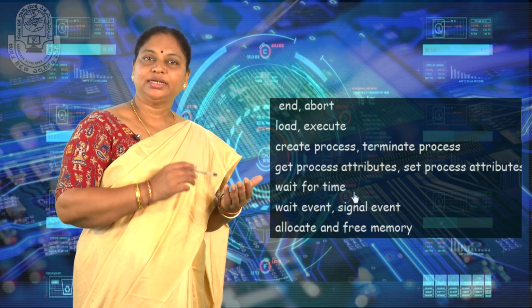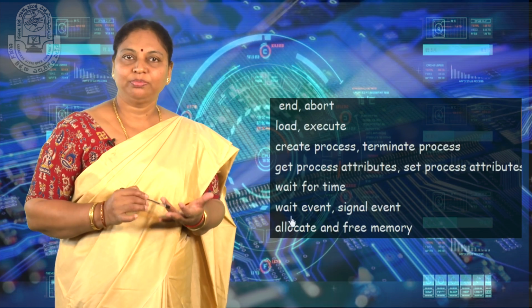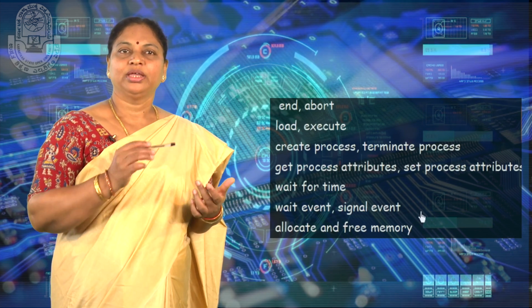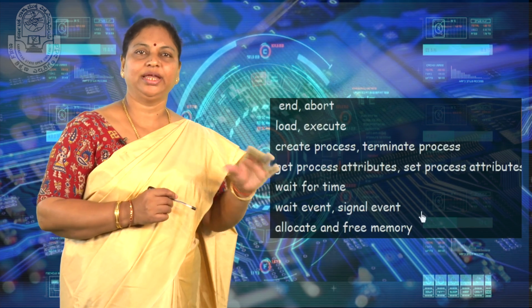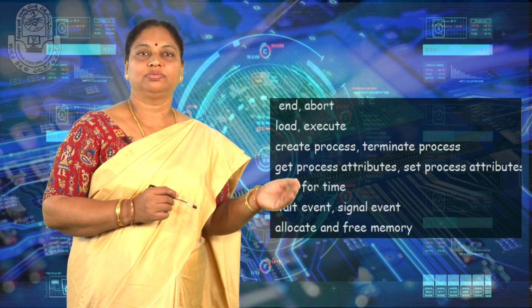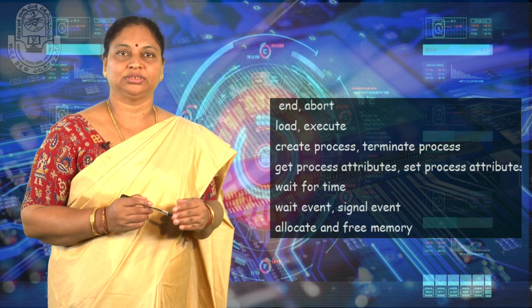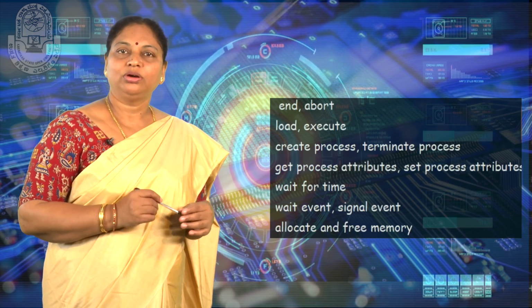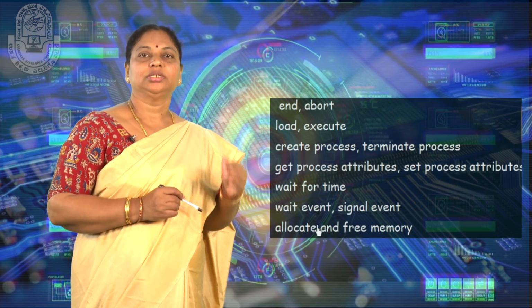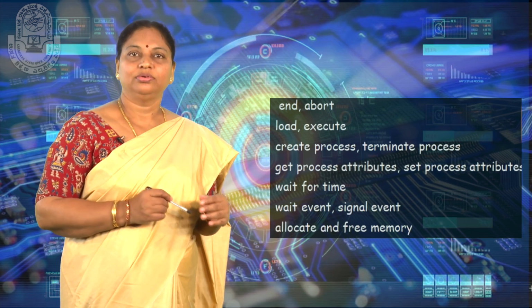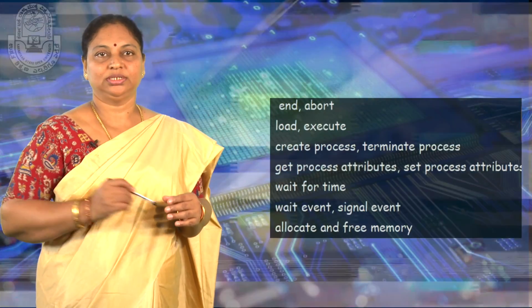Next we have create process, terminate process system calls. There is a system call for the purpose of creating a new job or a new process. We may want to terminate a job or terminate a process. So for that we have the terminate process system call.